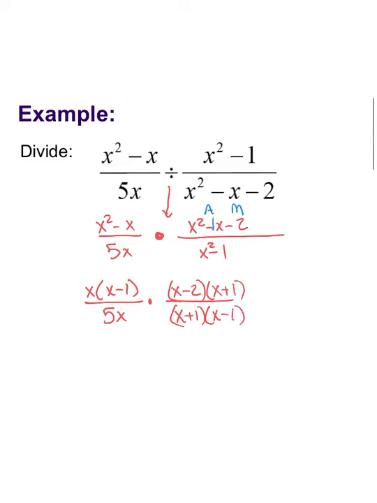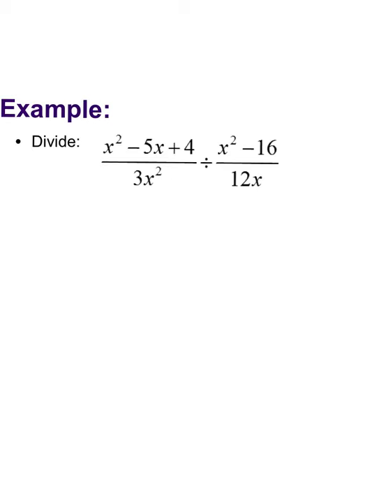Now I reduce. I see an x minus 1 here and here, so those reduce or cancel. I see an x plus 1 here and here, so those reduce. I see an x and an x. Now I multiply across. 1 times x minus 2 times 1 is x minus 2. And on the bottom, 5 times 1 is just 5.